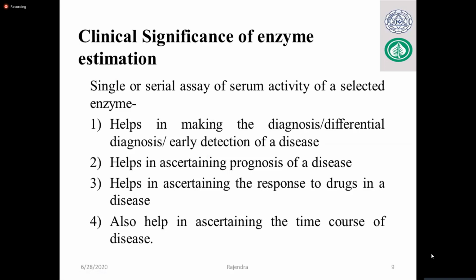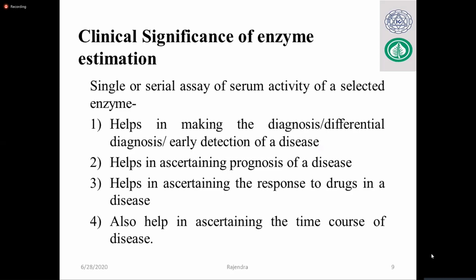Next, now, clinical significance of enzyme estimation. What is the clinical significance of the estimation or measurement of these enzymes? Single or serial assay of serum activity of selected enzymes. That means we may measure once only, or we may measure serially. Today we will measure, tomorrow we will measure, the day after tomorrow we will measure, because we need to see how much change is occurring in a specific time duration. Suppose after 24 hours or 48 hours, how much change is produced in the particular time period.